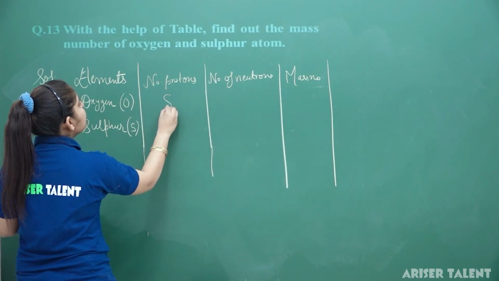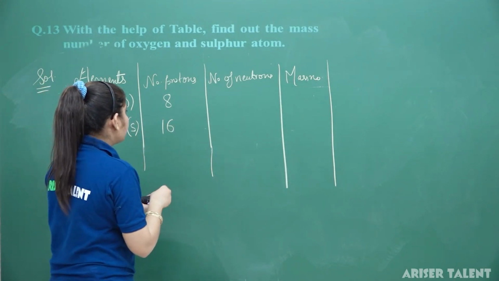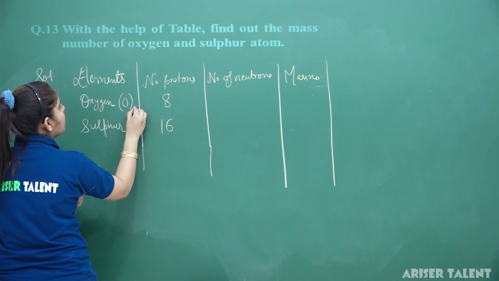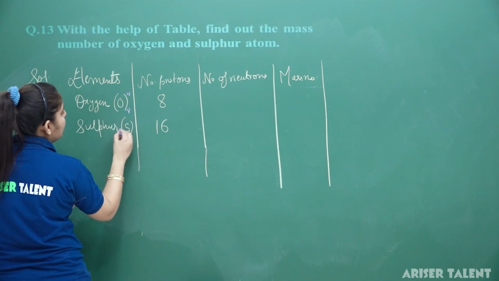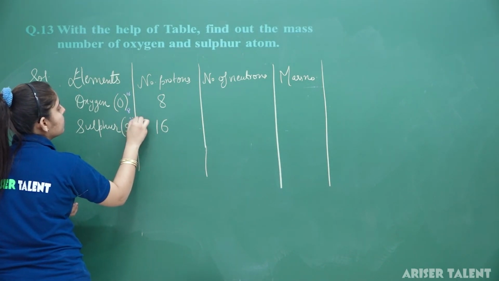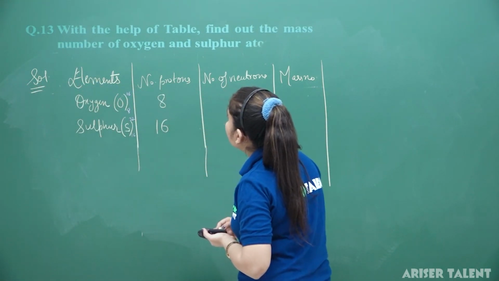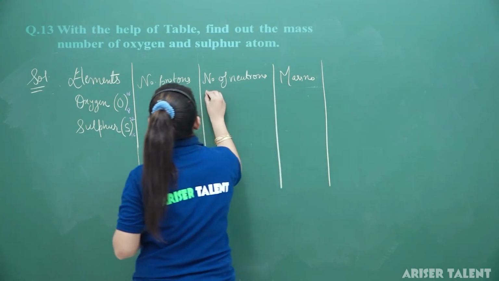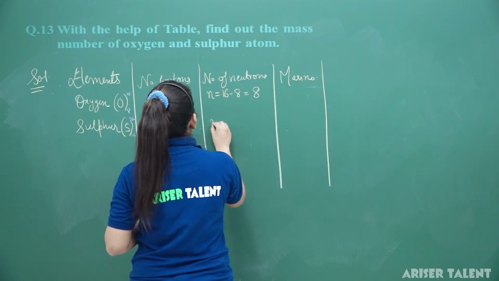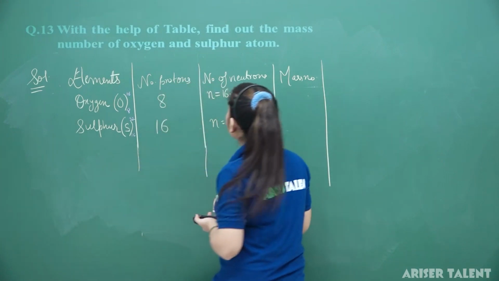Number of protons in oxygen is 8 and number of protons in case of sulfur is 16. Now we can also write O 8, 16, and for sulfur we can write 16, 32. Now number of neutrons will be the difference of these two. So number of neutrons will be 16 minus 8, that is equal to 8, and number of neutrons in this case will be 32 minus 16, that is equal to 16.